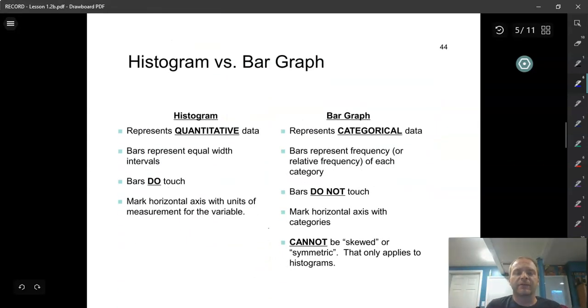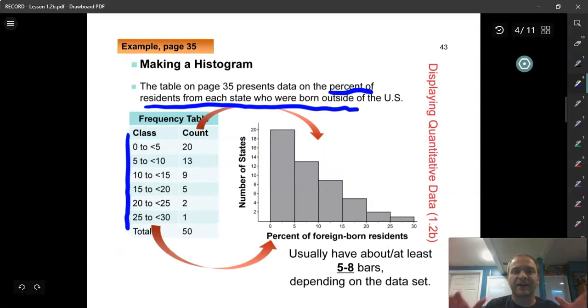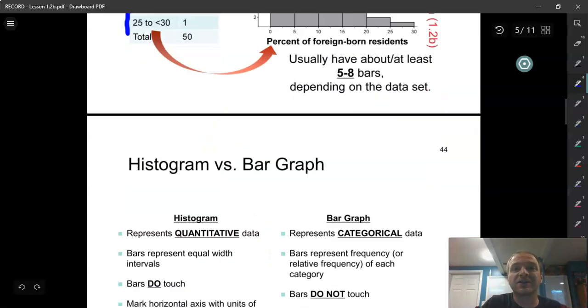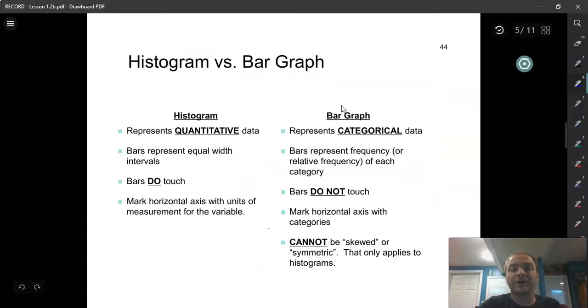So, histograms versus bar graphs. What's the difference? Visually, there's one very simple one. In a histogram, the bars touch. For a bar graph, they do not touch. But the biggest difference between them is that one is for quantitative data and one is for categorical data. Histograms look at quantitative data. Bar graphs look at categorical data.